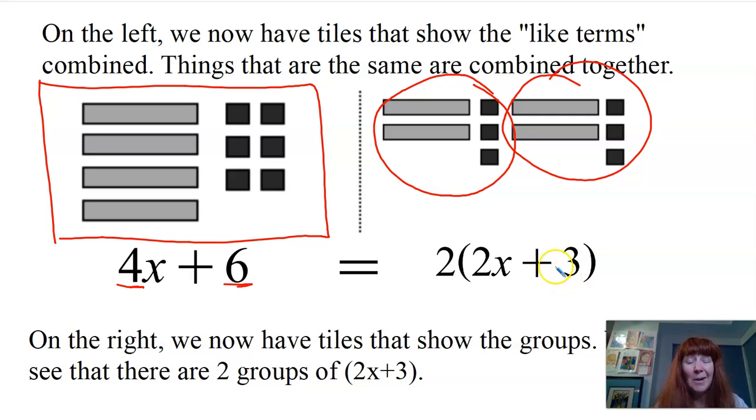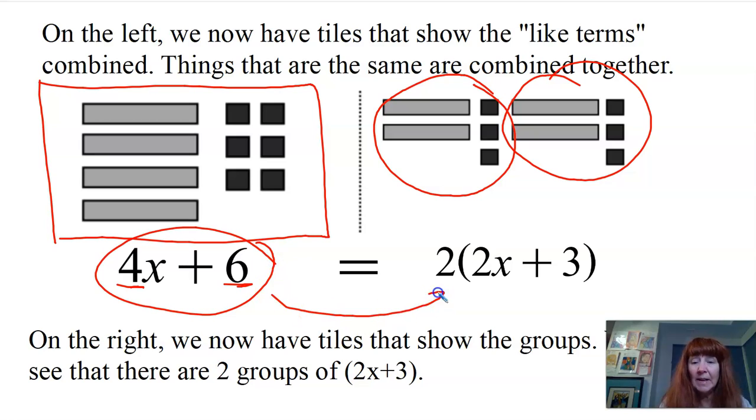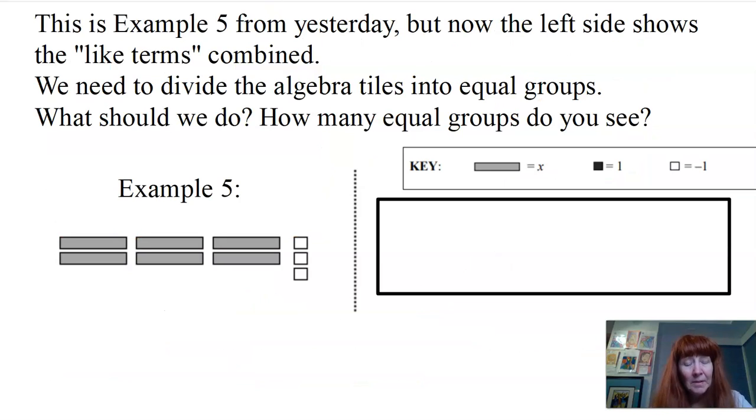So we're working backwards this time, and I'm going to give you an expression like this, and I'm going to ask you to come up with the number of groups and then the parentheses of the thing that is inside the groups. Okay, so now I'm going to show you a couple examples from yesterday and working backwards.